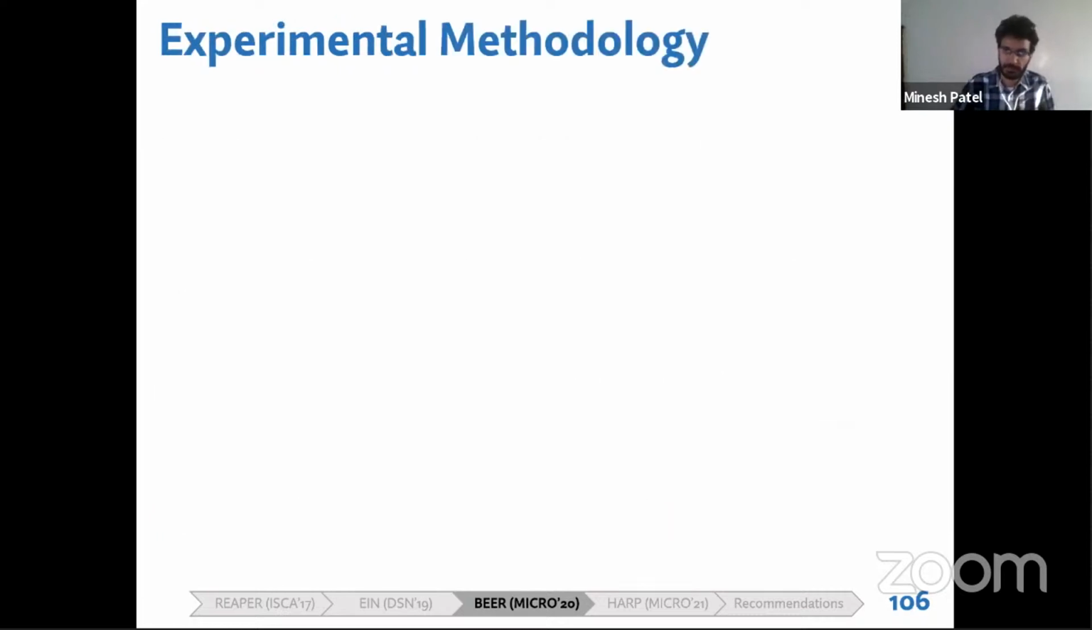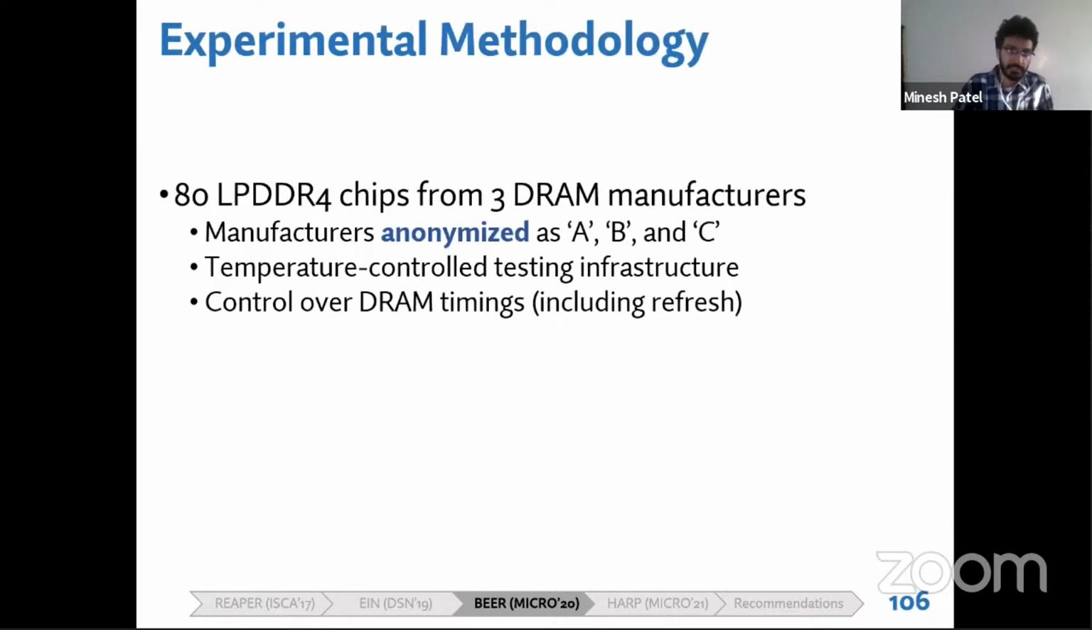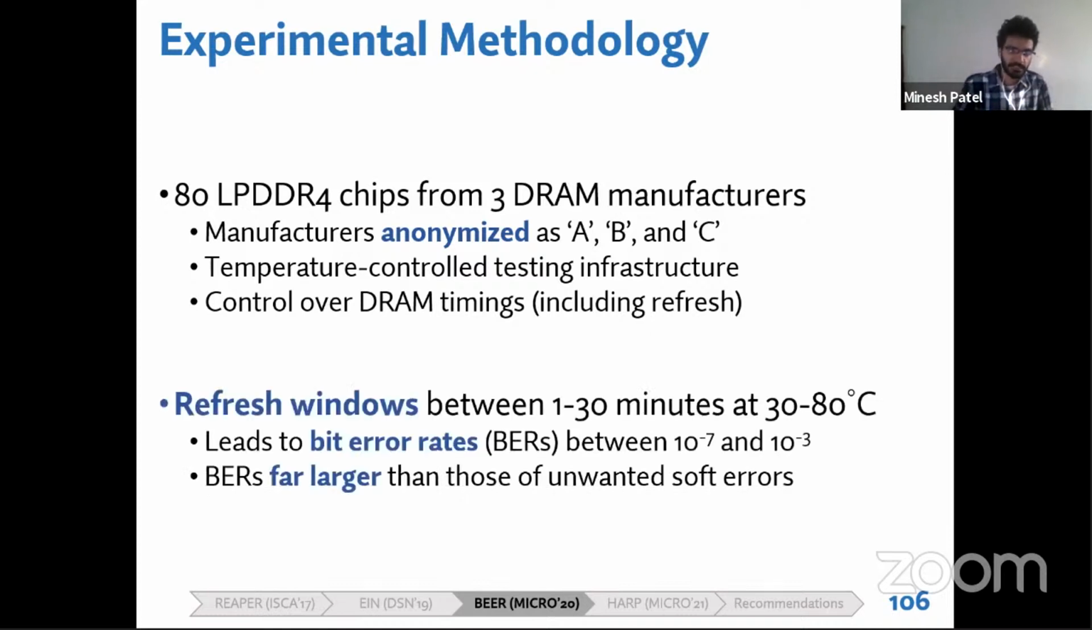So I'll quickly cover our experimental methodology. We test 80 LPDDR4 DRAM chips from 3 major DRAM manufacturers, and all of these DRAM chips use on-die ECC. We anonymize the manufacturers as A, B, and C for confidentiality reasons. We're using a similar setup as the previous studies, where we're using temperature-controlled testing infrastructure and we have control over the DRAM timings. We test with refresh windows ranging from 1 to 30 minutes at 30 to 80 degrees centigrade.